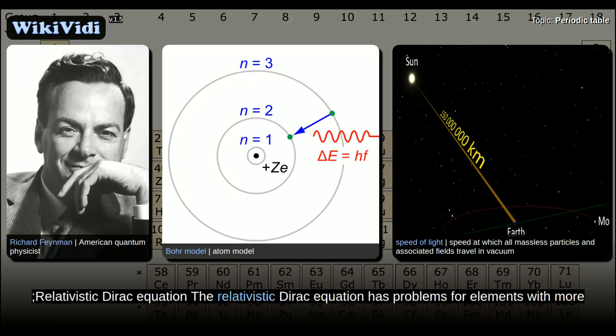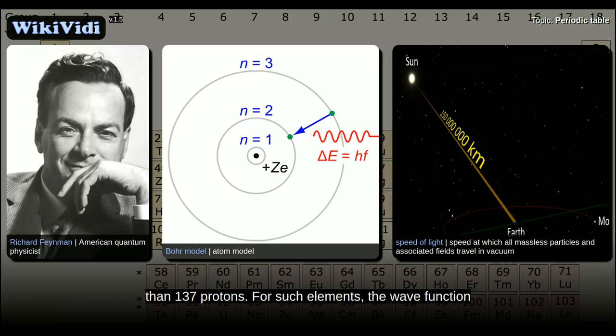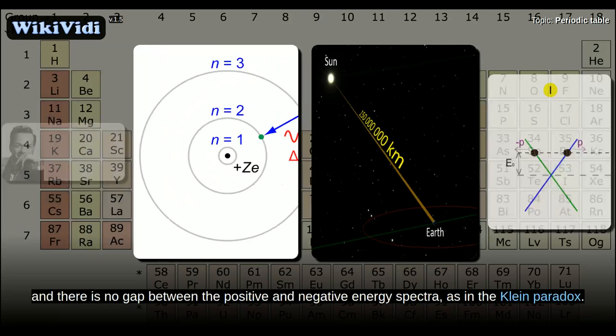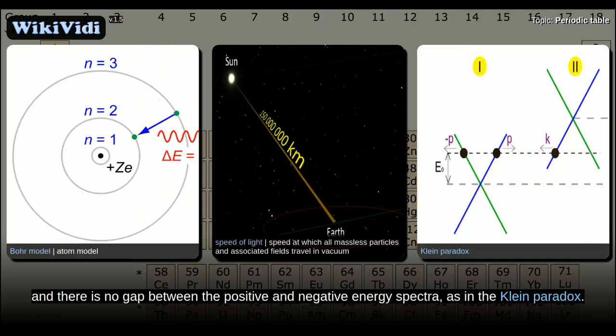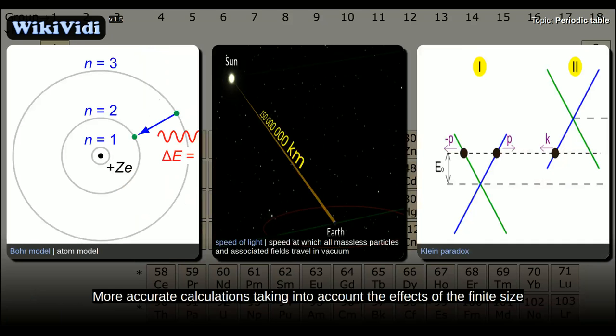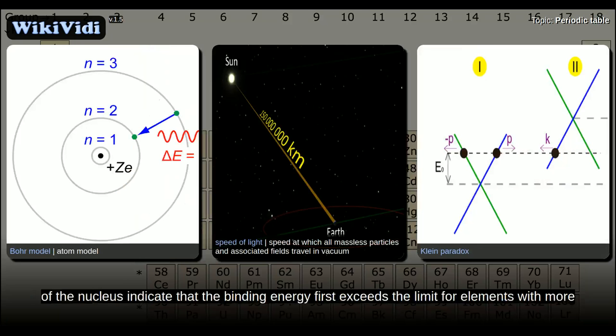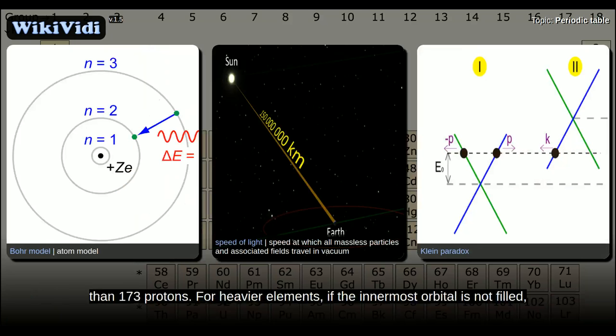Relativistic Dirac equation. The relativistic Dirac equation has problems for elements with more than 137 protons. For such elements, the wave function of the Dirac ground state is oscillatory rather than bound, and there is no gap between the positive and negative energy spectra, as in the Klein paradox. More accurate calculations taking into account the effects of the finite size of the nucleus indicate that the binding energy first exceeds the limit for elements with more than 173 protons.